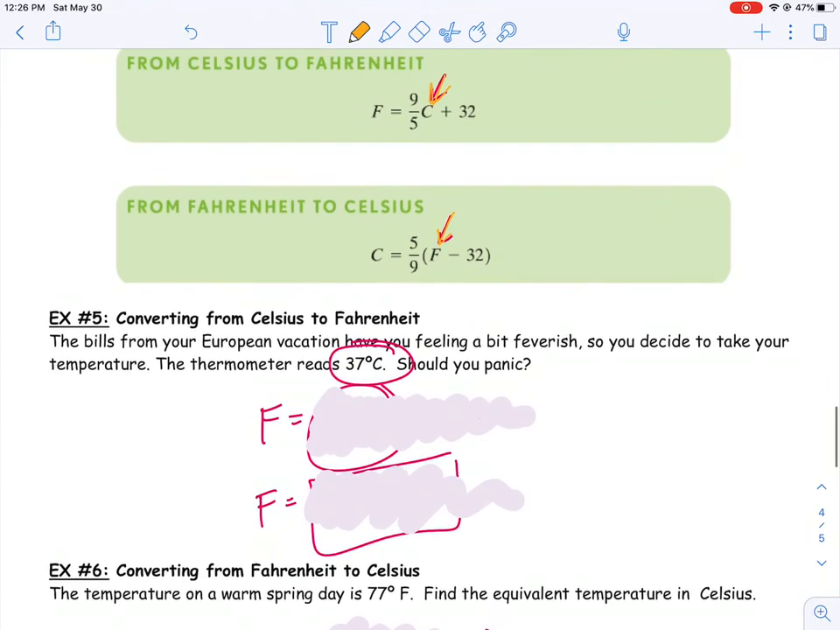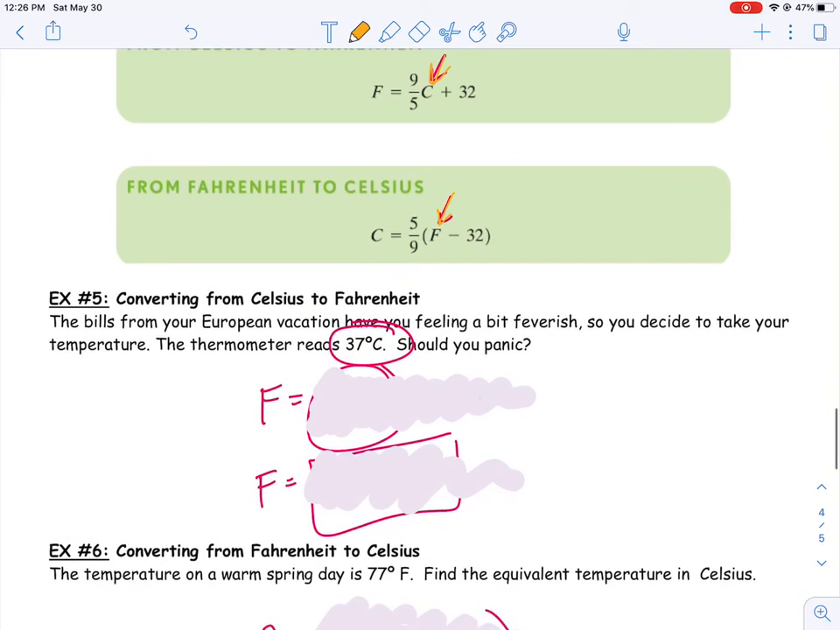So, using the formula where we can convert Celsius into Fahrenheit, I have 9/5 times whatever my degree Celsius is, so times 37, plus 32. Now be careful, order of operations says you have to do multiplication first. I see so many mistakes when students do these problems because they take the 37 and try to add it to the 32 first, but we're supposed to multiply before we add or subtract.